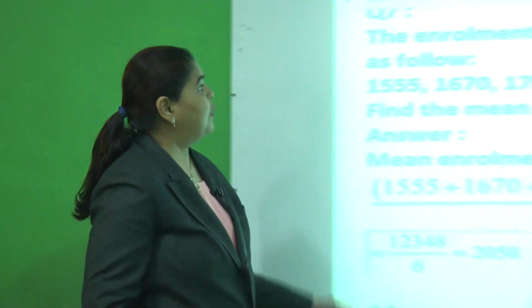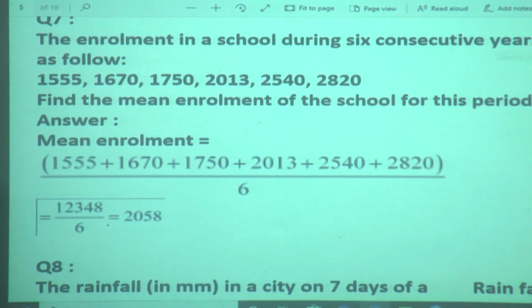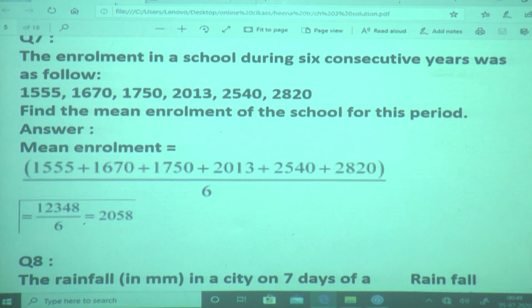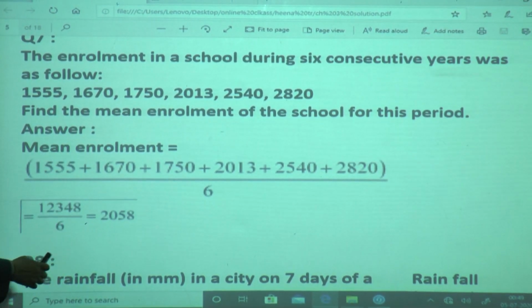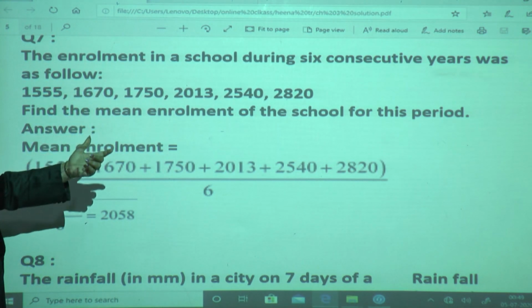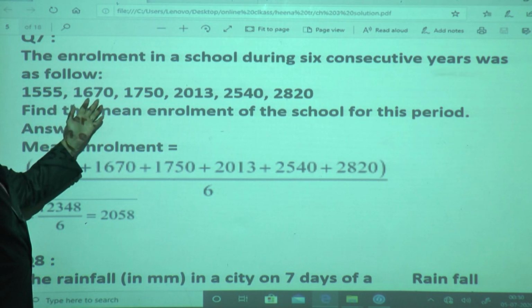Yes, the example is the enrollment in the school during 6 consecutive years. What is the meaning of that? 6 consecutive years means one after another, that is 6 years. Enrollment means the number of students who enroll their names. As follows, the numbers are given for the school: how many students have enrolled in that particular year?